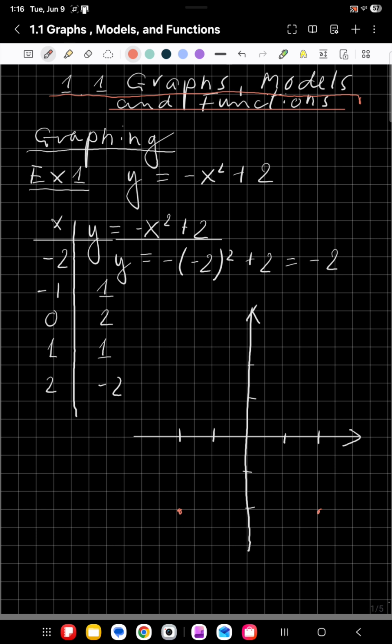Then for negative 1, I have 1. For positive 1, I also have 1. And for 0, I get 2. So we have a parabola, right? So connect those points. And I think I can also make it stop. Okay. This time I succeeded. So we have that parabola, right? Let me label it. So y equals negative x squared plus 2.